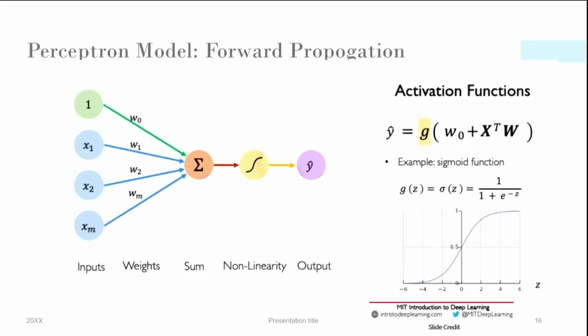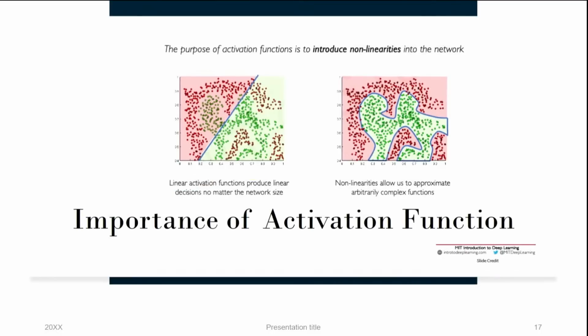One of the most used activation functions is what we call the sigmoid function. A sigmoid function squashes the output of a neuron into the range 0 to 1. So it is similar to what we could say probability, because probability of something also ranges from 0 to 1, right? So this is the importance of the activation function.